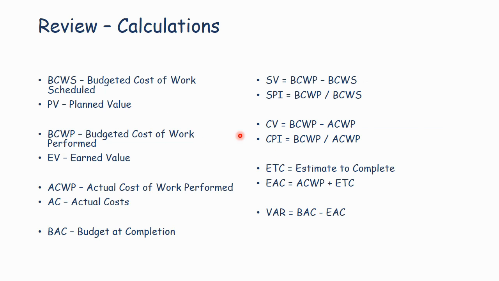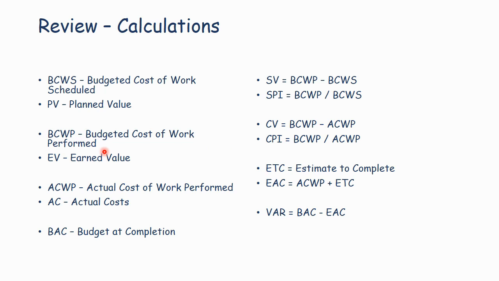Okay, let's review calculations. So BCWS is budgeted cost of work scheduled. That is our plan, our time phase plan. In the new nomenclature, it's called planned value. So if you recall, we had a Gantt chart, and we had estimated the durations and the hours required for each of those tasks. That is the BCWS.